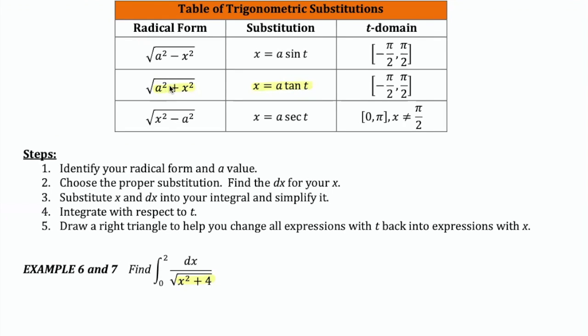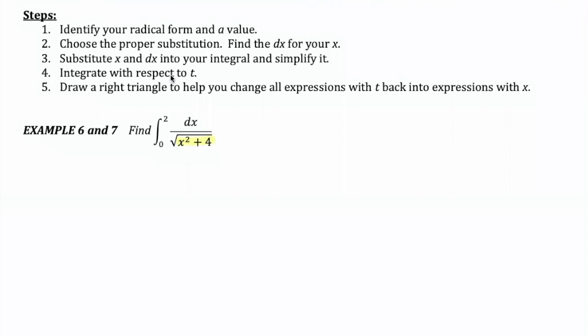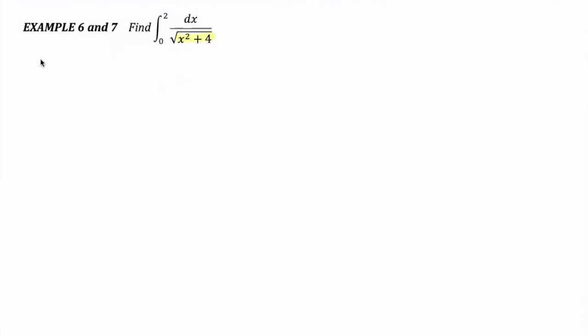Now, your a value, you always want to consider the thing attached to your x squared as an a squared. So in my particular case, my a squared, the thing attached to my x squared, is a 4. And so we know by taking the square root that a would be 2. And the proper substitution, again from the chart, says to let x be a tangent of t. So I'm going to substitute 2 tangent of t.